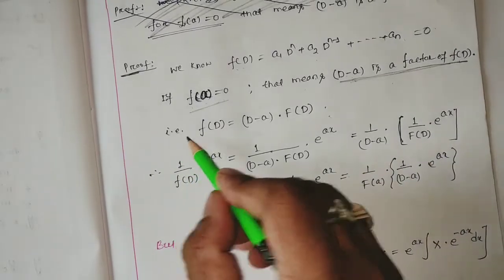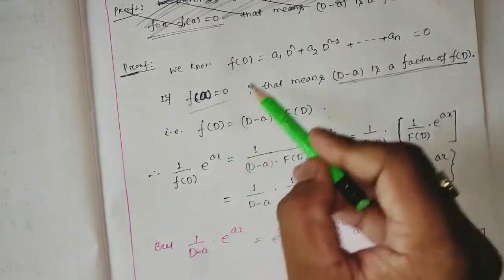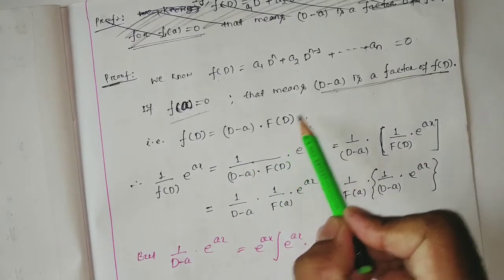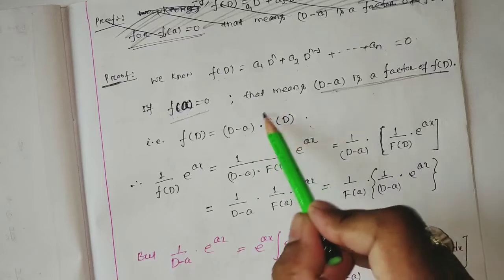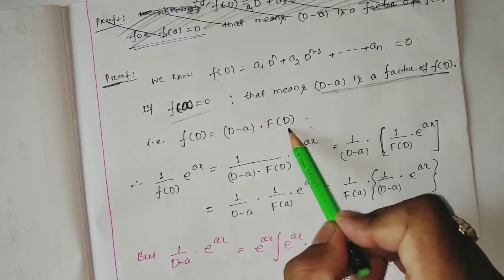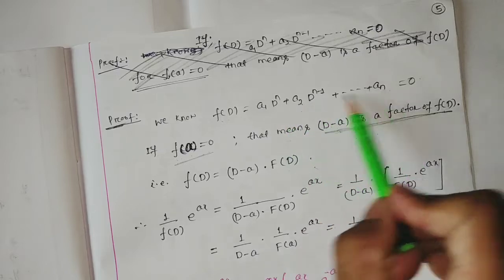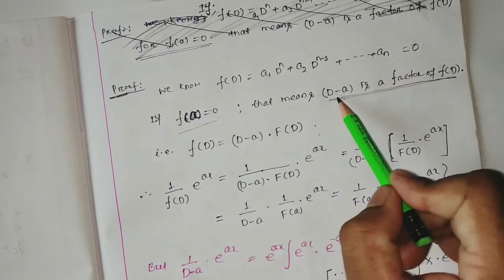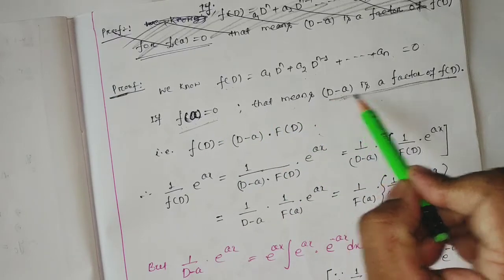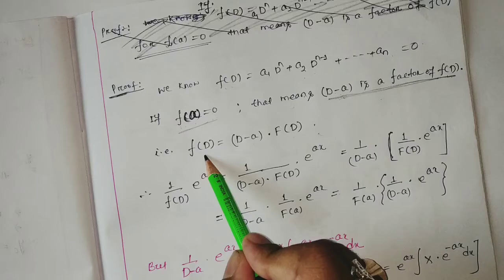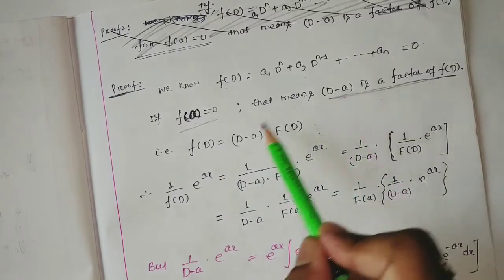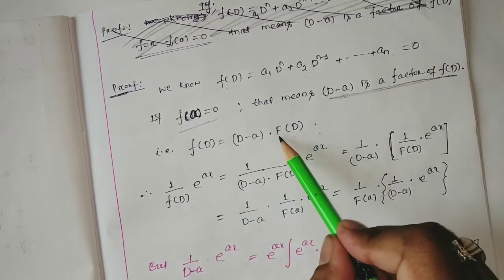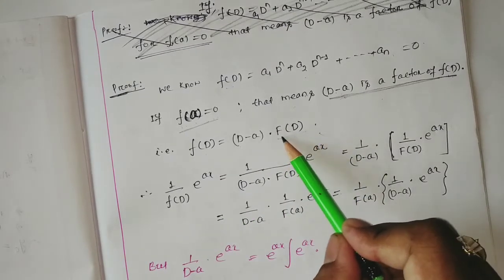So therefore f of D can be written as D minus a into F of D. So capital F of D is the function that contains all the terms except D minus a. As I told, if f of a equals 0, that means D minus a will be a factor of f of D. So I can write D minus a, that factor I take outside, into all other D factors, which is represented as capital F of D.